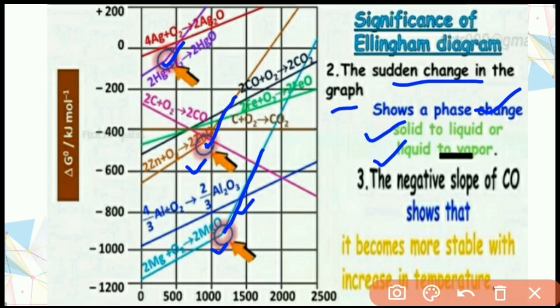And the third significance is that the negative slope of carbon monoxide shows that it becomes more stable with increasing temperature. In this graph, carbon reacts with oxygen to form carbon monoxide, and this graph shows the negative slope. It shows that the stability of the oxide increases when increasing the temperature.